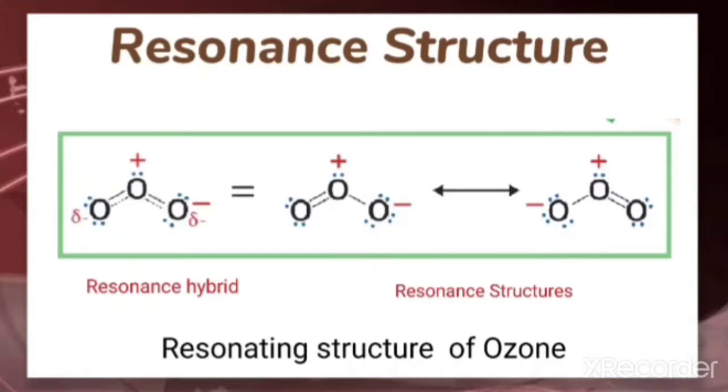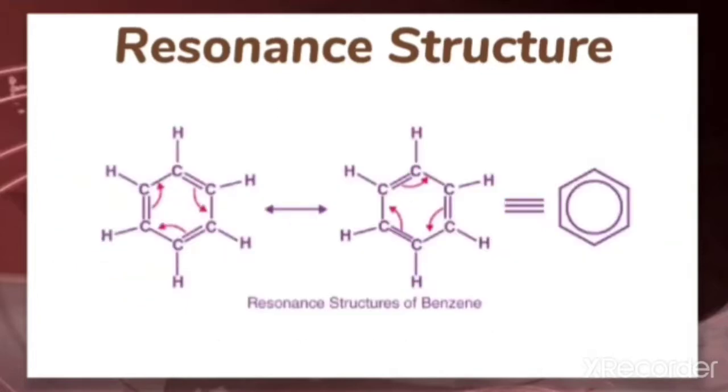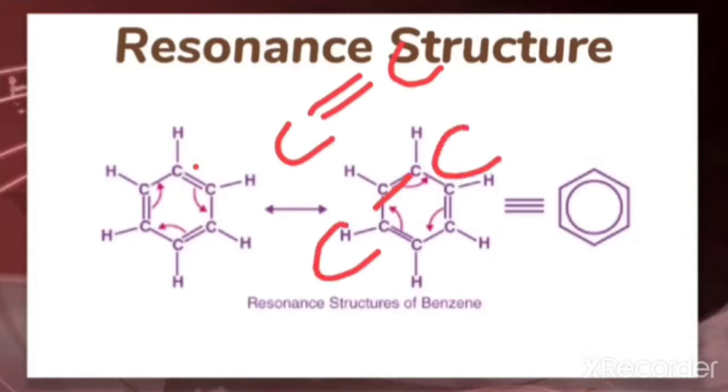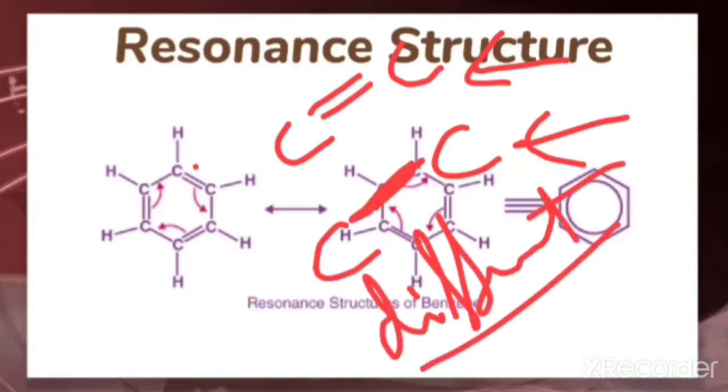Let us take another example of resonance, that is benzene. Benzene is represented by a cyclic structure, a six-carbon cyclic structure having alternate single and double bonds, as shown here. So we expect two different bond lengths, because there is a C double bond and a C single bond. We know that the bond length between two double-bonded carbons is different from the bond length between two single-bonded carbons, so we expect two different bond lengths, because it has both double and single bonds.